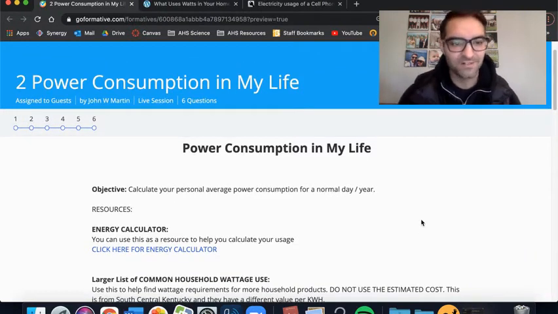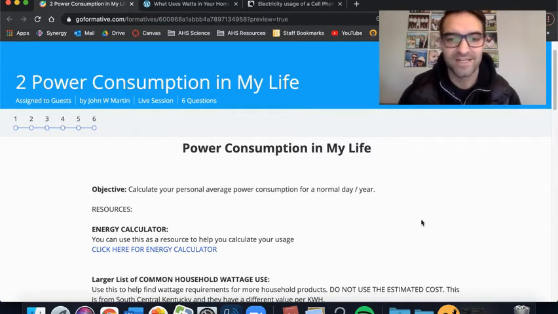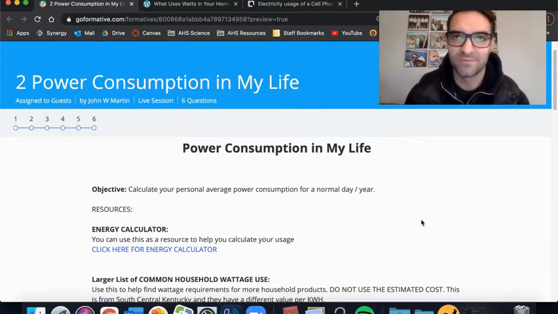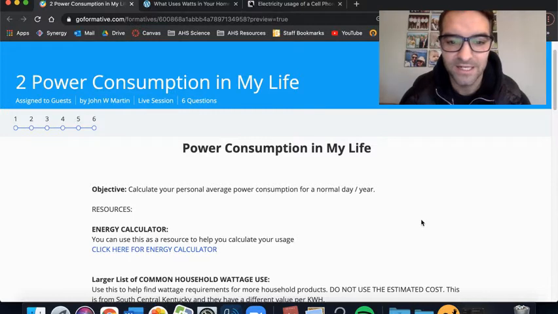Welcome to physics. We are now in activity two of our electricity and power production unit. Before we go more on power production in our society, I wanted us to think about our own power consumption. This is kind of a lab activity that you are going to be doing.